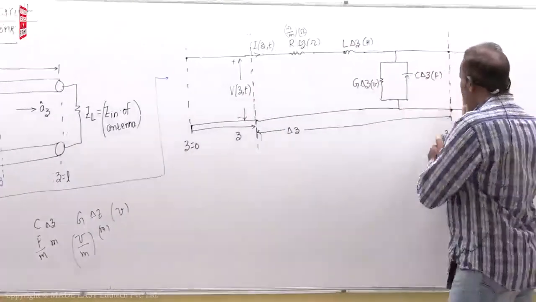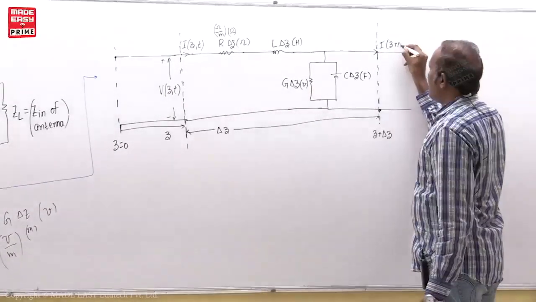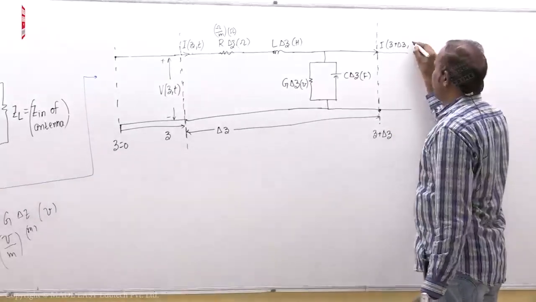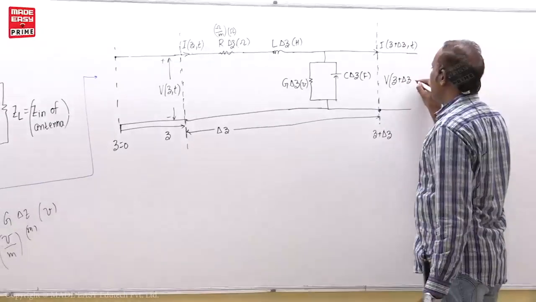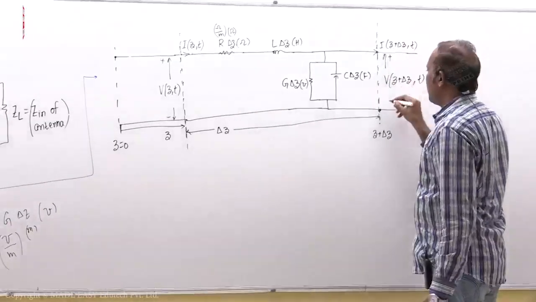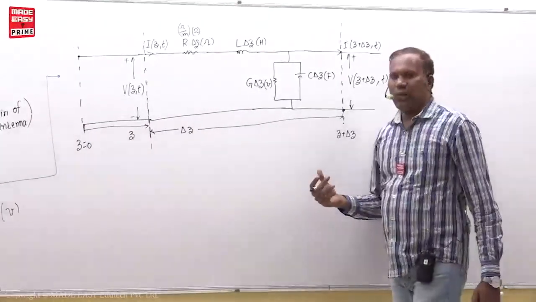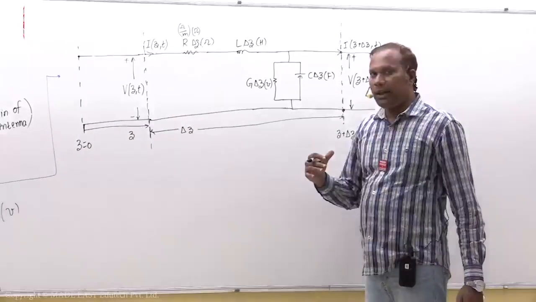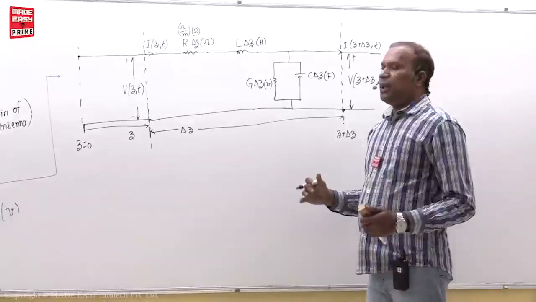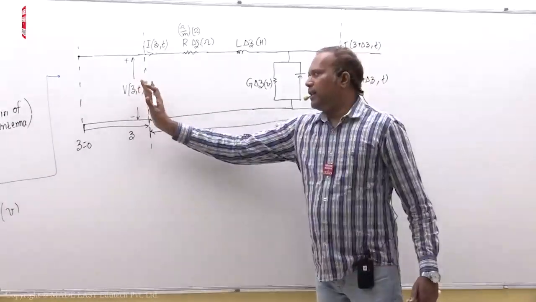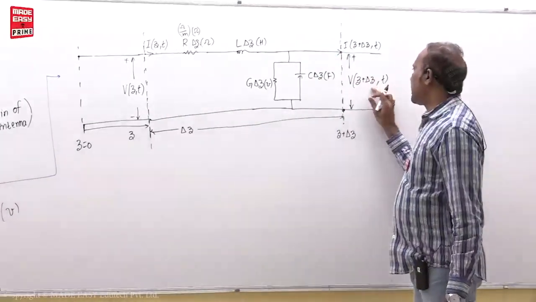Now at z plus delta z distance, the current is I of z plus delta z comma t, a function of time. Similarly, the voltage at z plus delta z distance is a function of time. Now if I want to write the voltage equation, I am using the shortcut method. Here the voltage is V of z comma t, and here the voltage is V of z plus delta z comma t.